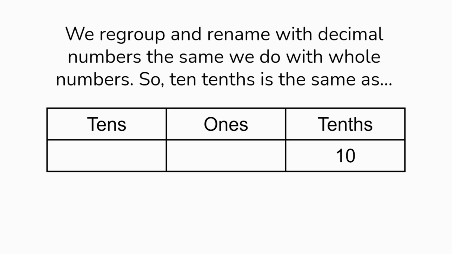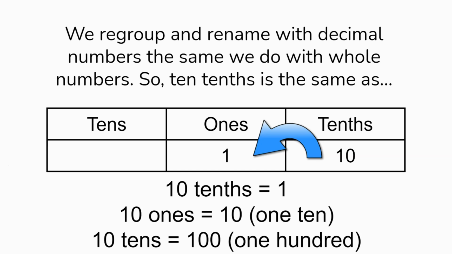So if we have 10 tenths, we're just going to regroup that. 10 tenths is going to be the same thing as 1. So 10 tenths is equal to 1. And again, 10 ones is equal to 10. 10 tens is equal to 100. So whenever you have 10 of something, you add a place. You exchange and move and trade up.